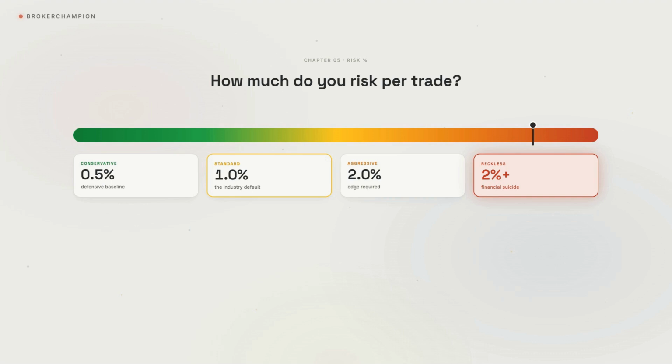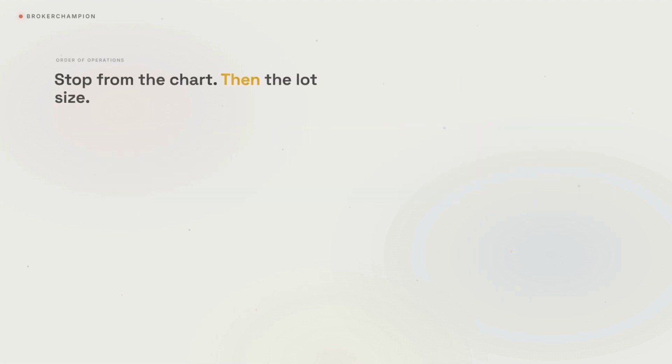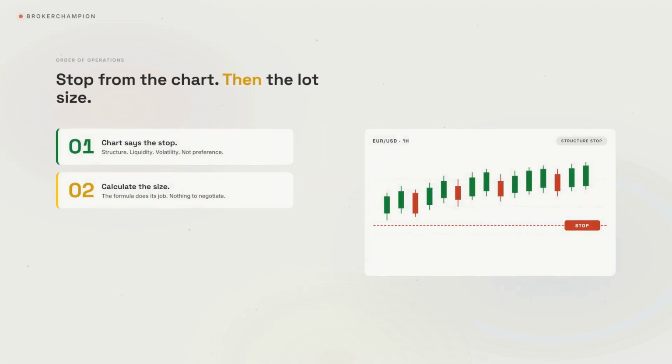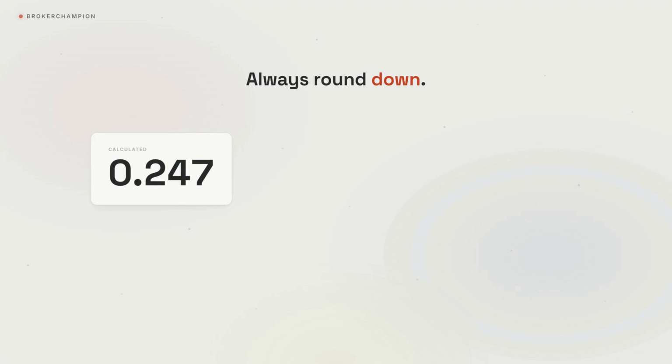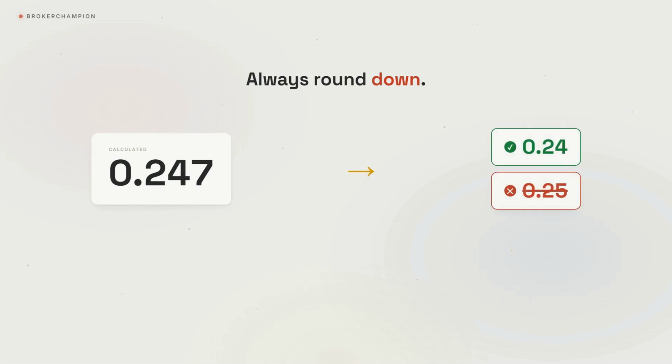And here's the order of operations that matters. Set the stop from the chart first. Calculate the lot size second. Never the other way around. The moment you start moving your stop to fit the position size you want, you're not trading anymore. You're gambling with a chart open. One more rule. Always round down. 0.247 lots becomes 0.24. Never 0.25. Always favor less risk on the rounding.